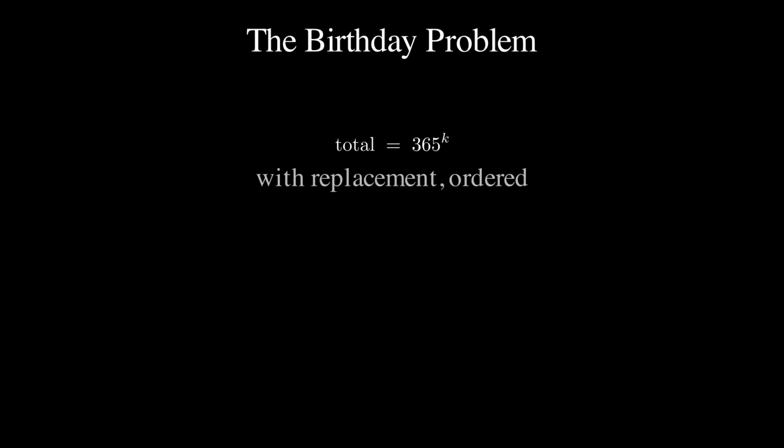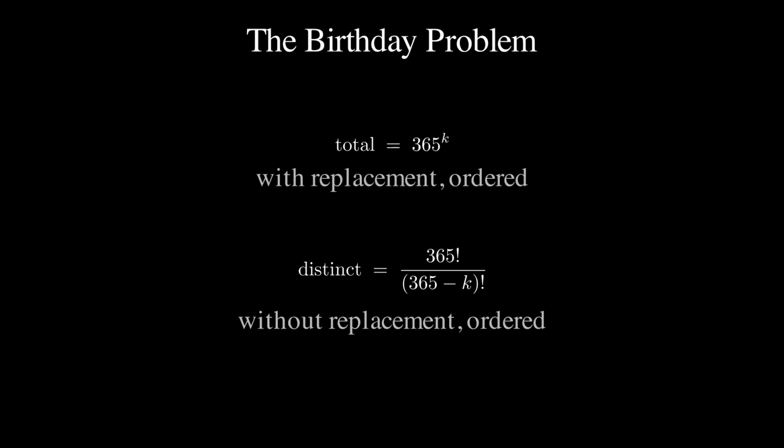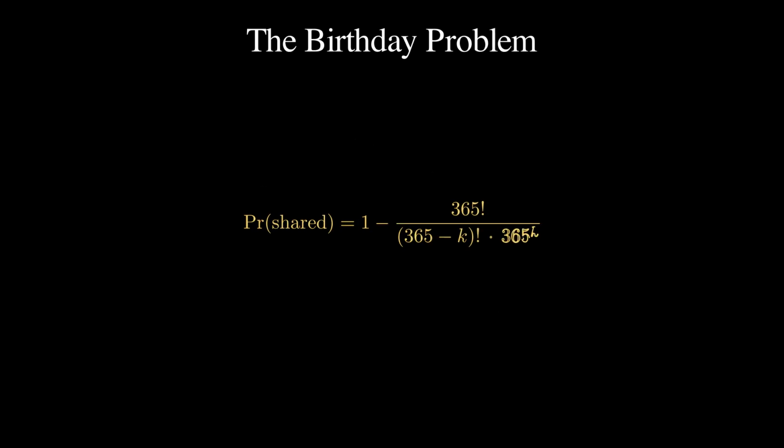List the birthdays in order. That is a sequence of K days drawn from 365, with repeats allowed, sampling with replacement, ordered. So there are 365 to the K equally likely outcomes in total. The outcomes with all distinct birthdays are exactly those drawn without replacement, ordered, a K permutation of 365: 365 times 364, down to 365 minus K plus 1. The probability all are distinct is the ratio of those 2 counts. So the probability of at least one shared birthday is 1 minus 365 factorial over 365 minus K factorial times 365 to the K.